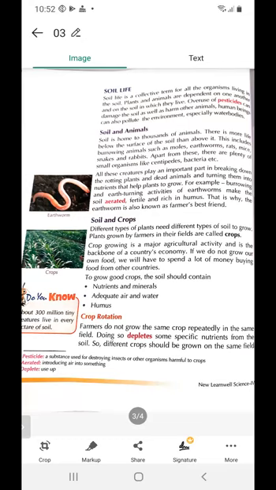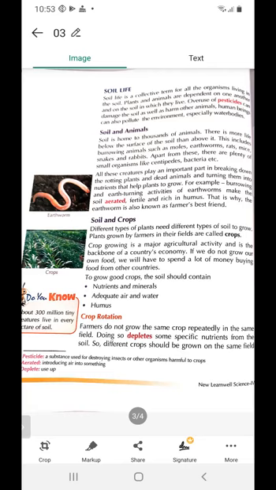So the next topic is soil and animals. Soil is home for many animals, just like mouse, earthworm, rat, snake, rabbit. So these animals have their home in the soil. And who is known as the farmer's best friend? Earthworm.